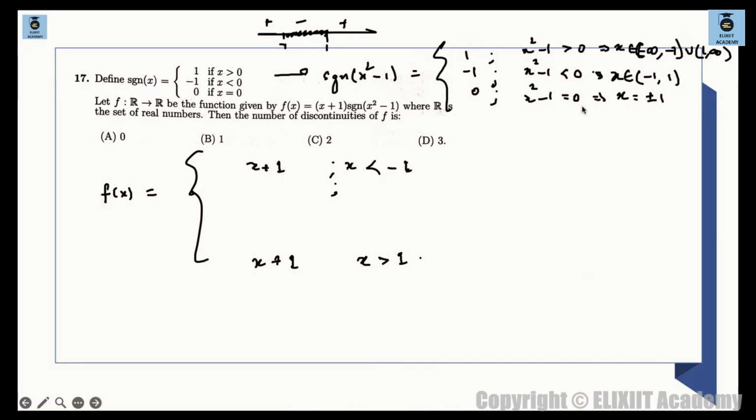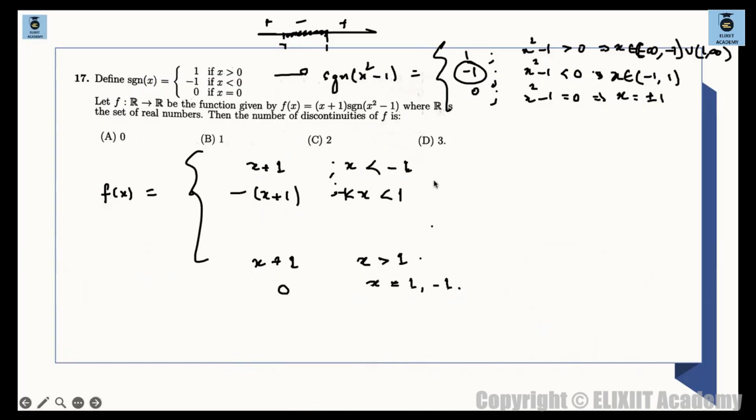Now, when x is lying in between minus 1 to 1, in that case this branch will be minus 1. So x plus 1 times minus 1 will be minus of x plus 1. And lastly, we have x equal to plus minus 1. So when x is equal to plus 1 or minus 1, in that case signum is 0. So x plus 1 times 0 will be 0 only. This is your definition of the function.